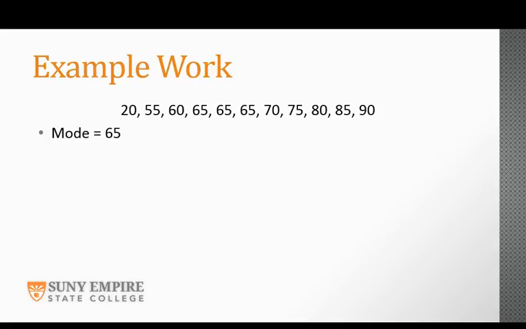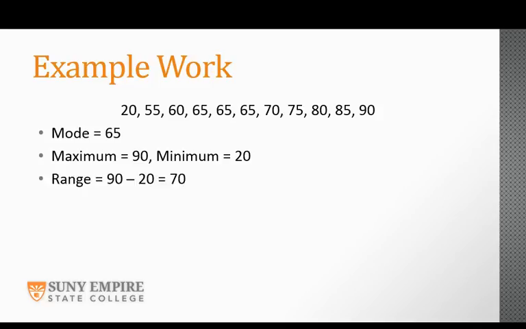The first and easiest measure to find is the mode. The score that Sam got most often in this study was 65. Next easiest to find are the maximum of 90 and the minimum of 20. Once we know the maximum and minimum, we can subtract them to find the range. In this study, the range of Sam's scores was 70. Now we will find the median. Pairing up the outer scores until we only have one score remaining, we find the median is 65.